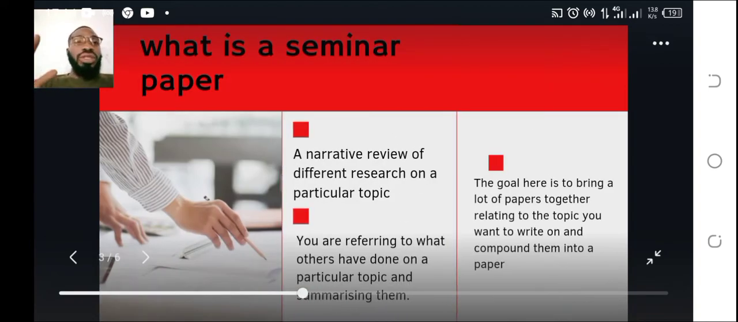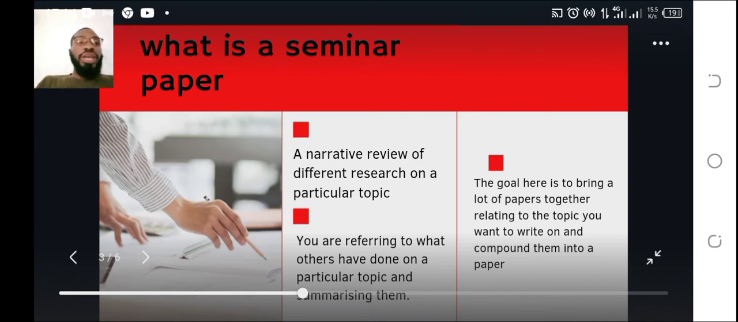Now, what is a seminar paper? A seminar paper is a narrative review of different research on a particular topic. This is not a standard definition, but this is how I've defined it. It's like a literary review, a narrative review of different research on a particular topic. You're going back, reviewing in the sense that you're going back to what other people have written on a particular topic that you're interested in and summarizing them.